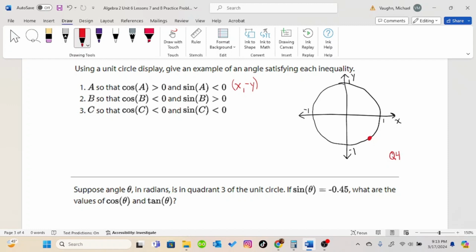And an example of a point that we could put over here is 7/4 pi. Because 4/4 would take us around halfway, and then we'd have another 3/4. So this angle would work for A.